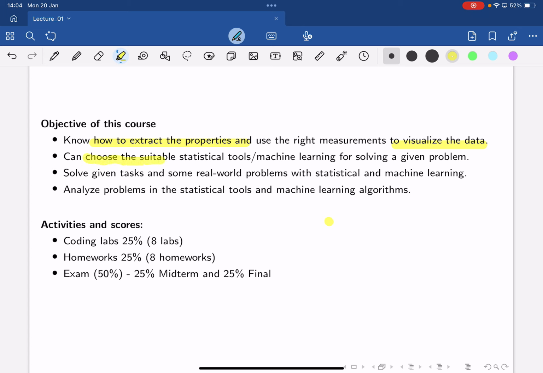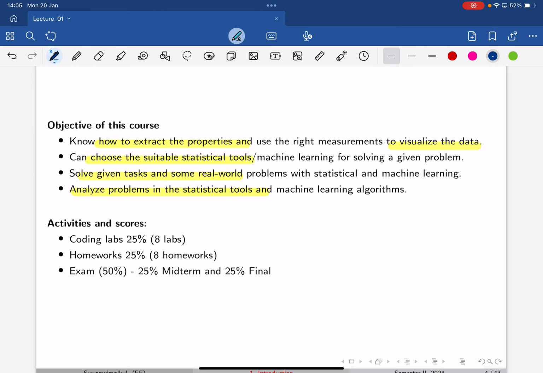Second, we would like you to be able to choose a suitable tool for solving a given problem. What is a suitable solution if you are given this type of data? And maybe apply those tools to solve some real-world problems. And finally, analyze the problems in the tool that you choose. This is something that could be difficult, but I think this course should give you a clear idea of what tools you are using and what the drawbacks between them are.